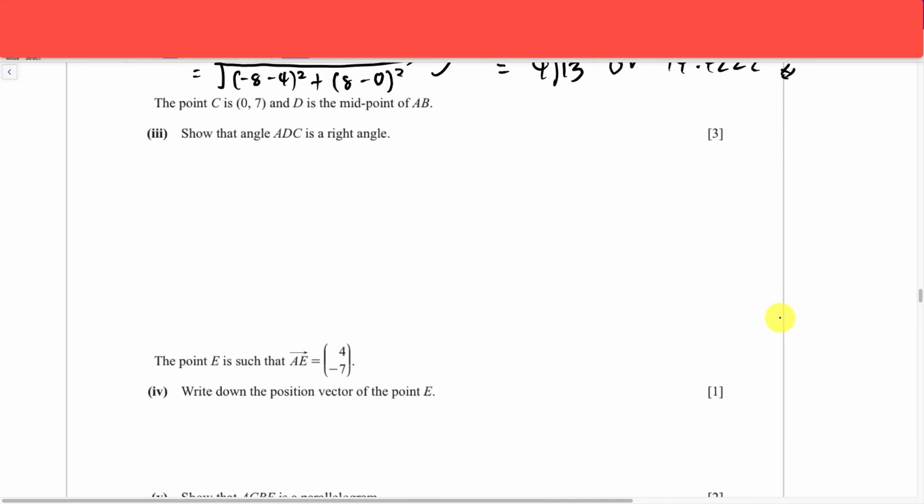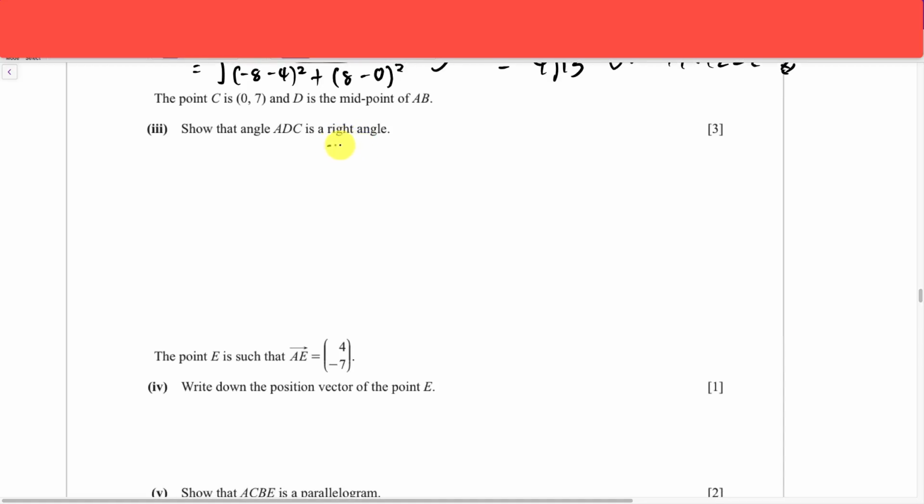The point C is (0, 7), D is the midpoint of AB, and we need to show that angle ADC is a right angle. For right angle, we only have one formula, which is related to perpendicular lines, m1 times m2 equals -1. You should know about this. So what I want to do is find the gradient of AD, then find the gradient of DC. If the gradient of AD multiplied by the gradient of DC gives -1, that means it is a right angle.